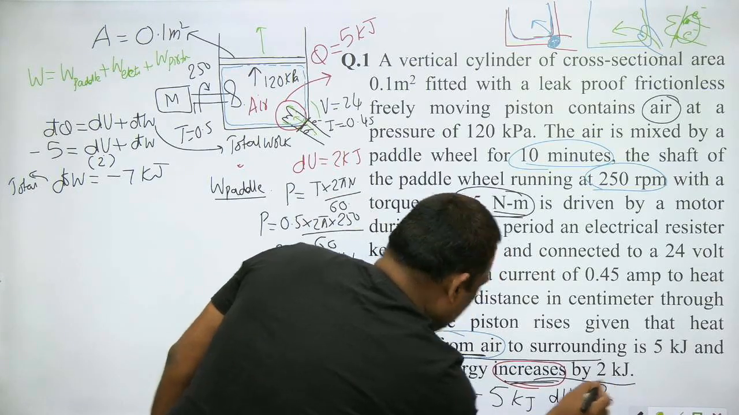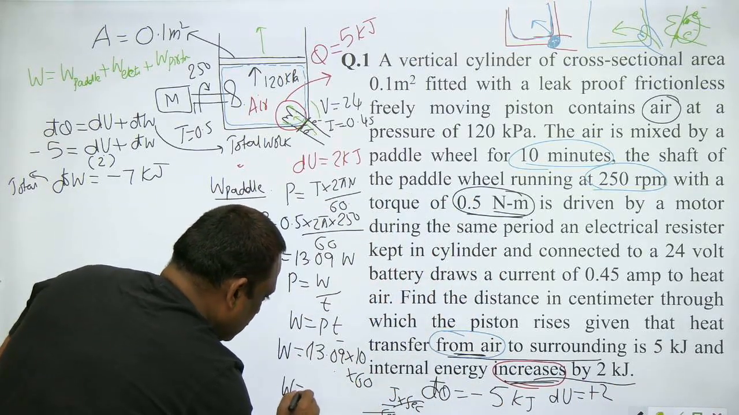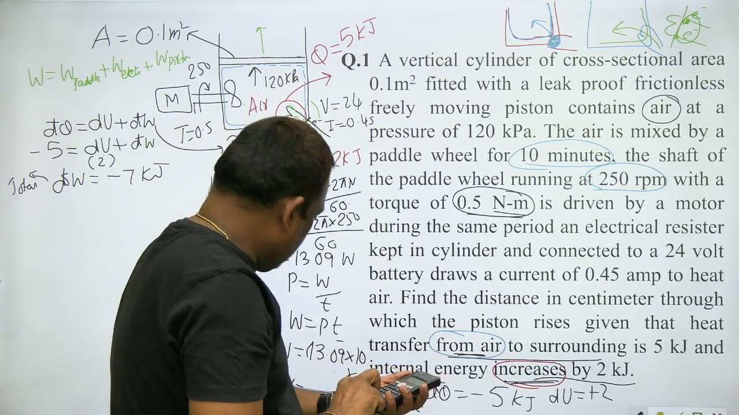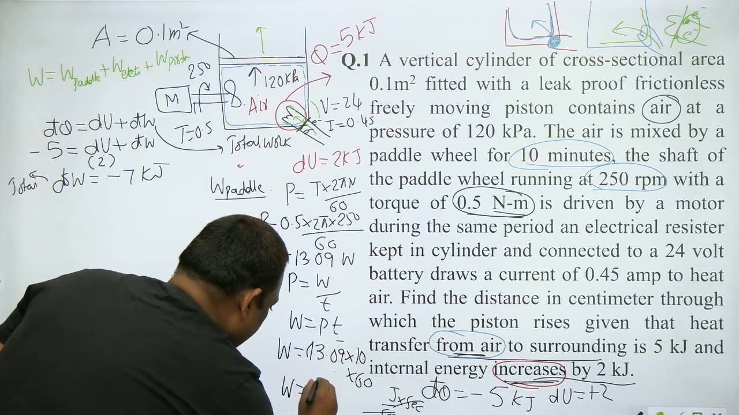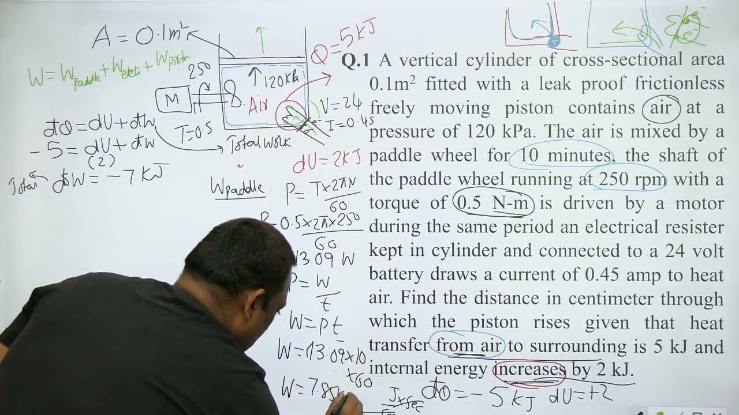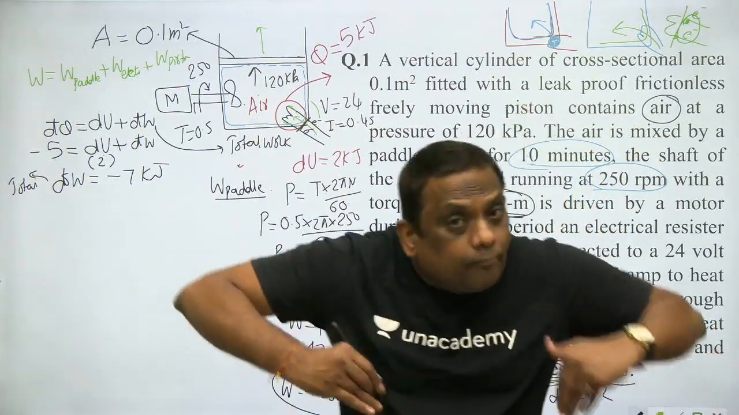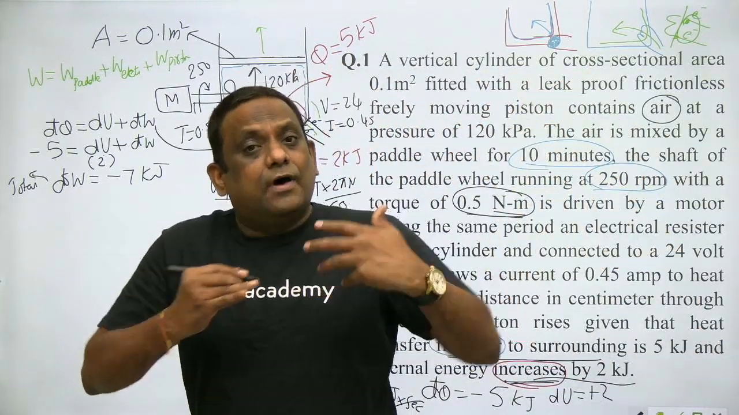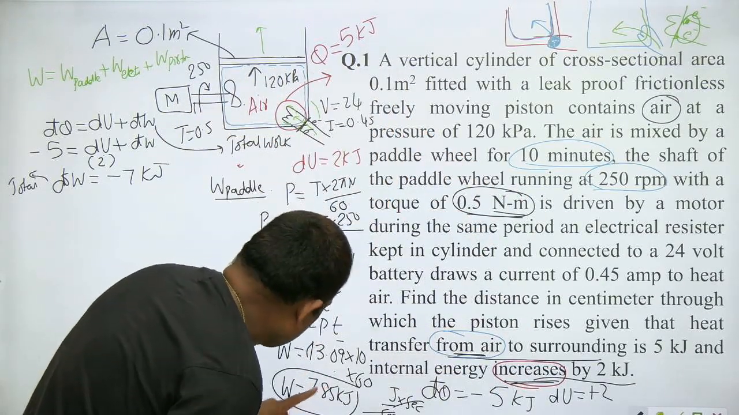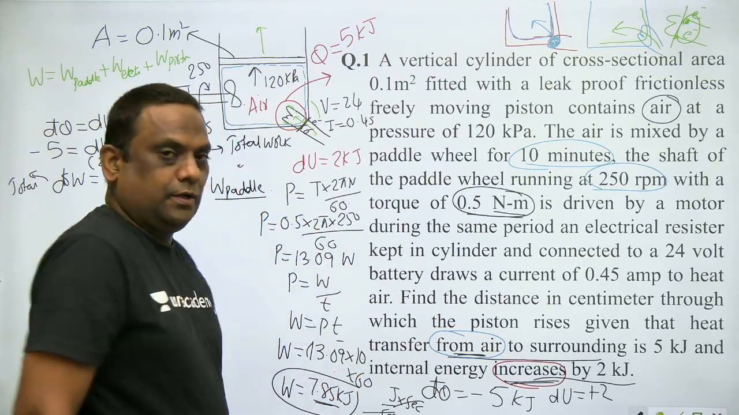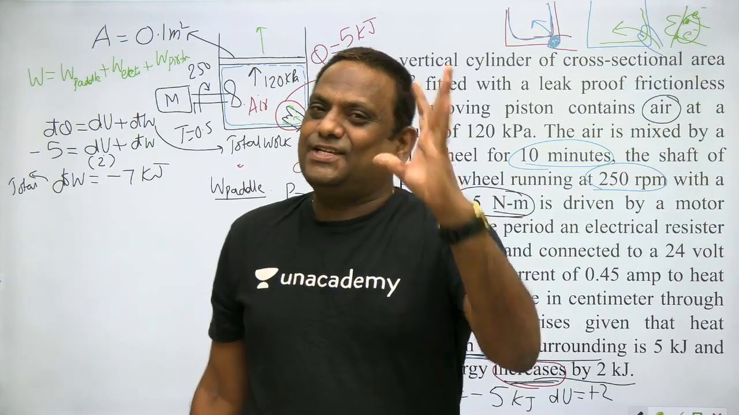But all these are given in kilojoule. So if I divide this with 1000, I'll get the work in kilojoule. Let me calculate. 13.09 into 600 by 1000. So this comes to 7.85 kilojoule. What does it mean? The paddle will do work on the system, and that work is 7.85 kilojoule. But it is on the system. Therefore, you have to take it as negative.